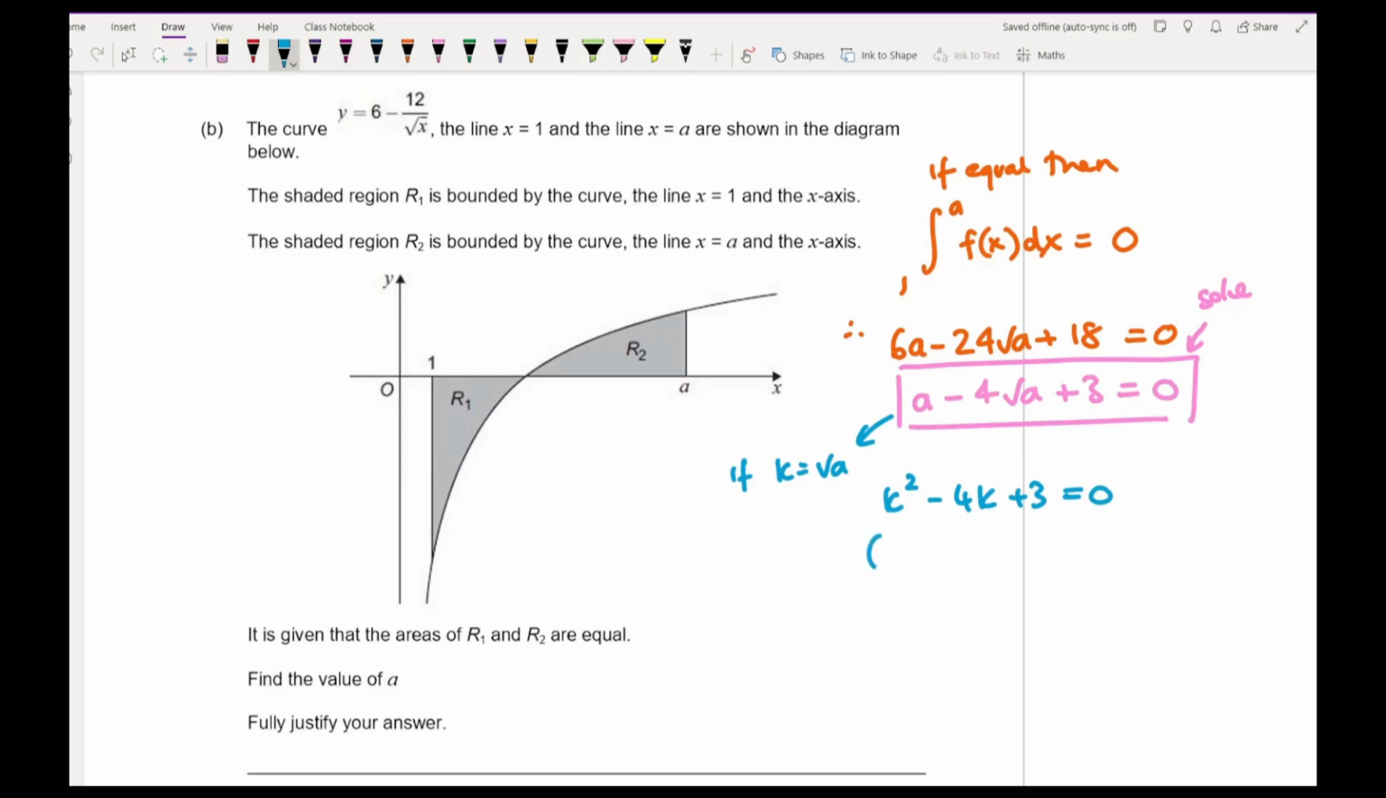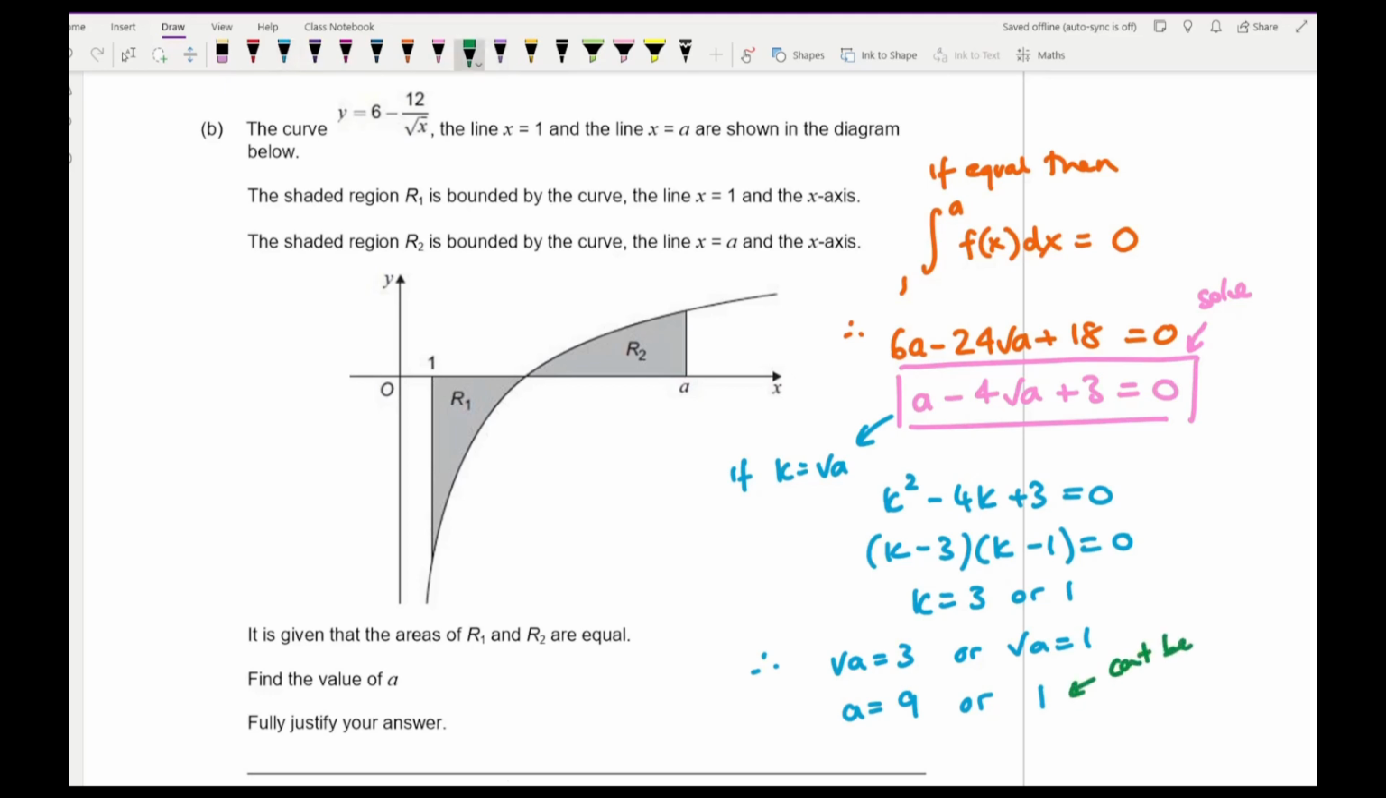So then I can factorize this or go on and solve it. So I've got k minus 3, k minus 1 equals 0. So k either equals 3 or 1. So therefore root a equals 3 or root a equals 1. So therefore a is going to equal plus or minus 9, or actually it's going to be positive 9 because we're looking at a square root. So it's either equal to 9 or 1. Now it can't equal 1 because 1's already taken by R1, so therefore a must equal 9. And there we've got our value of a.